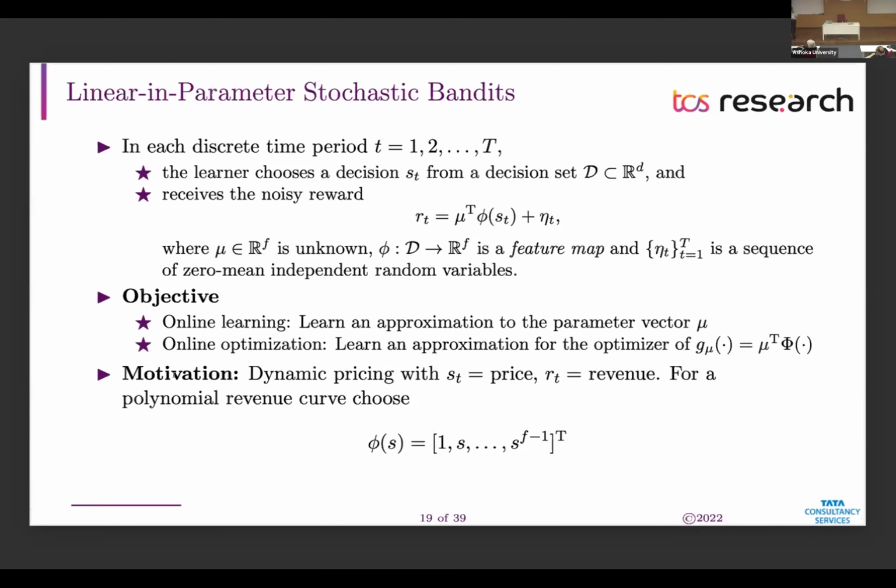Yes, that I'll make. We considered the pure exploration setting, but we are now currently also doing regret minimization. I'll mention both. My motivation for doing this comes from dynamic pricing, in the special case where I believe my revenue curve is a polynomial. If my revenue curve is a polynomial function of the price, then I can absorb that into this setting by defining the feature map to be simply the vector of powers of the price. Okay, so this is the setting that I'm interested in.